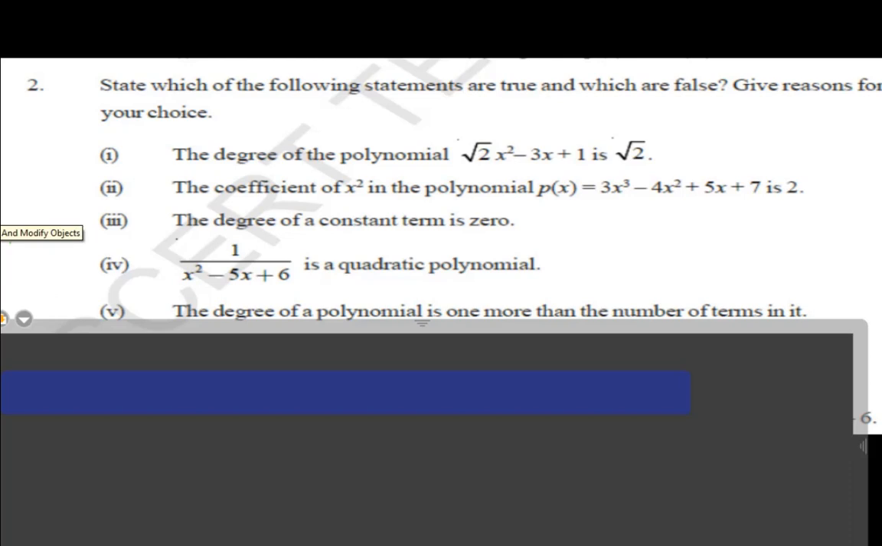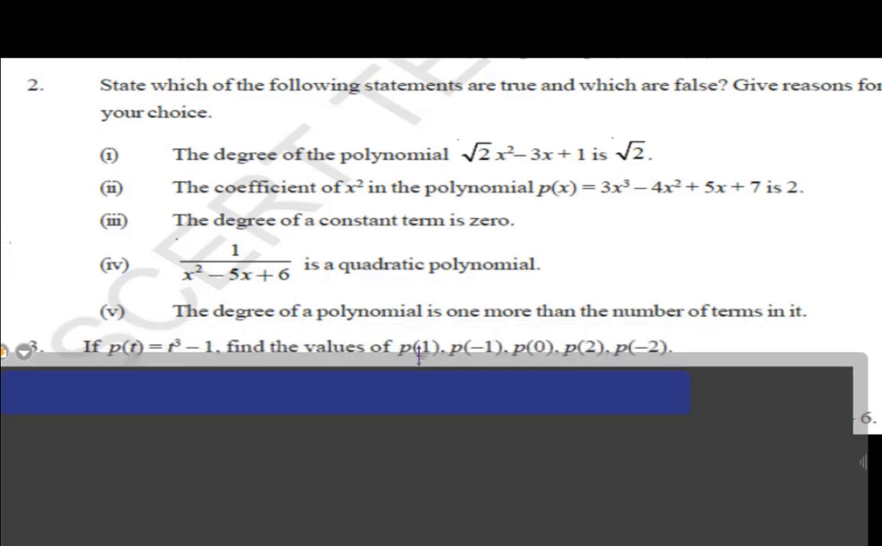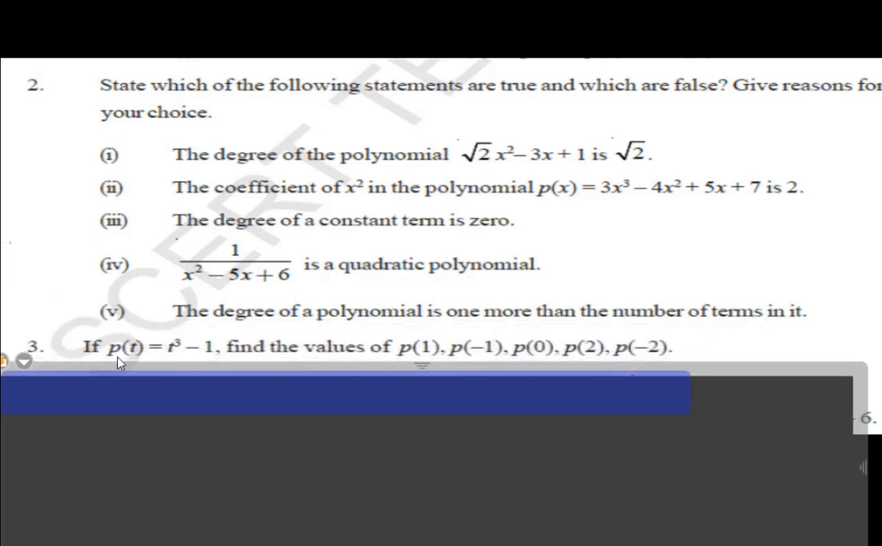Now let us see the next question, that is the third question. It is given as, if p of t equals t cube minus 1, find the values of p of 1, p of minus 1, p of 0, p of 2, p of minus 2. So in this problem, we are given a polynomial p of t which is equal to t cube minus 1, and we need to find this polynomial's values at different variable values, that are 1, minus 1, and so on.